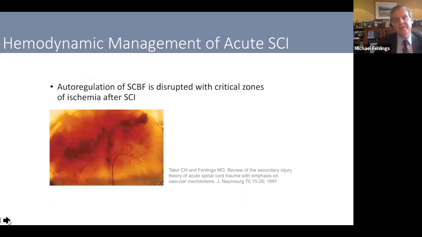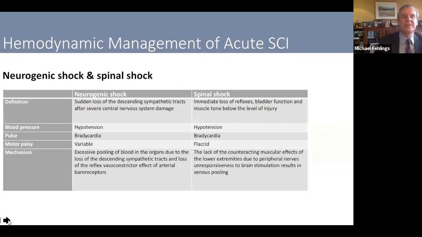So critical to the management of acute spinal cord injury is a recognition of the critical aspect of hemodynamics. So autoregulation of spinal cord blood flow is disrupted with critical zones of ischemia. And as a result, we have this phenomenon of neurogenic shock. And this needs to be distinguished from spinal shock. So neurogenic shock refers to hypotension and bradycardia. And this relates to the loss of descending sympathetic tracts, which innervate the cardiac accelerators in the upper thoracic cord.